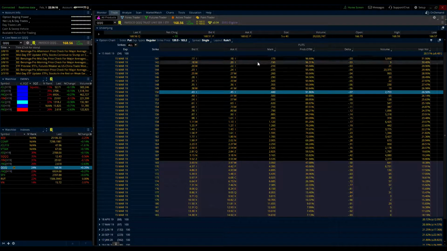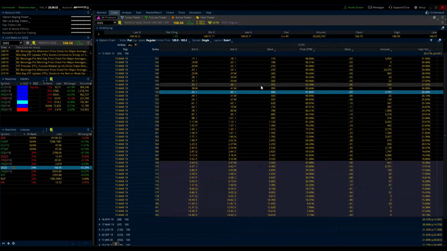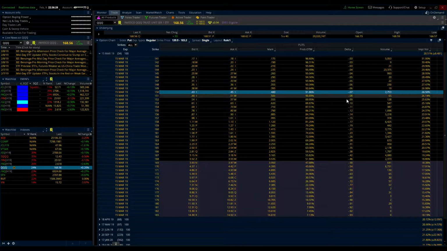We've got our strike prices on the left, we've got our bid, we've got our ask, and then in the middle pricing, which is the mark. We've got our probability out of the money, as well as our delta and some volume to take a look at. So the volume kind of helps us see where other people are trading at the moment in time. So let's look over here.